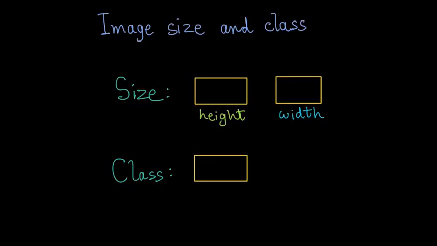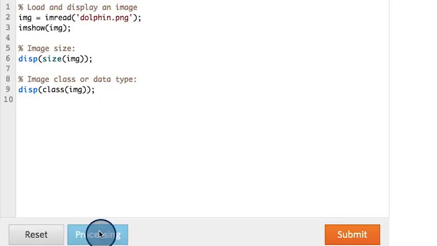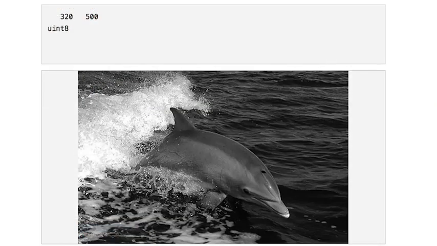So what was the size of the image? Note that Octave prints out the height first and then the width. What was the class or data type of the image? Type in your answers. Alright, let's find out the size and class. Octave prints out the height of the image first and then the width. Height is 320 and width is 500. On the next line, we see that the class of the image is uint8.